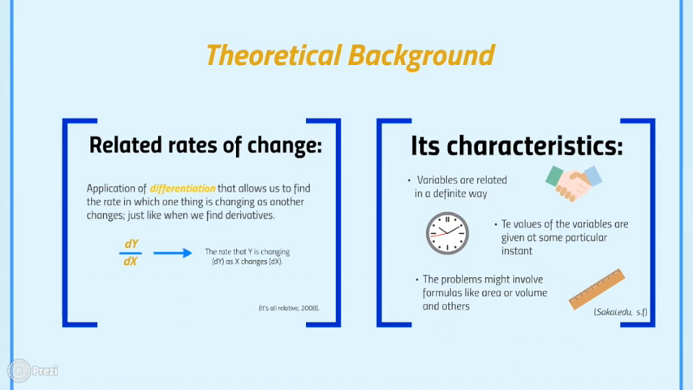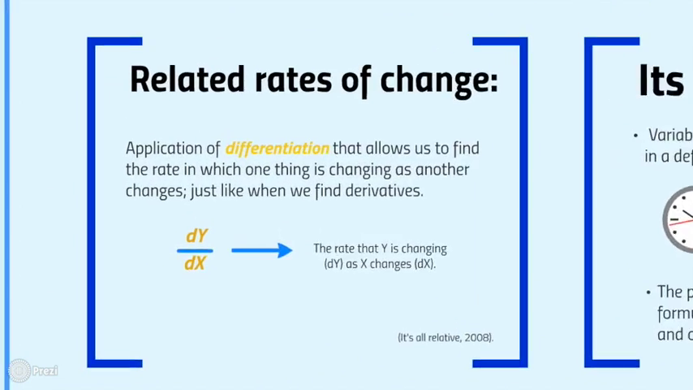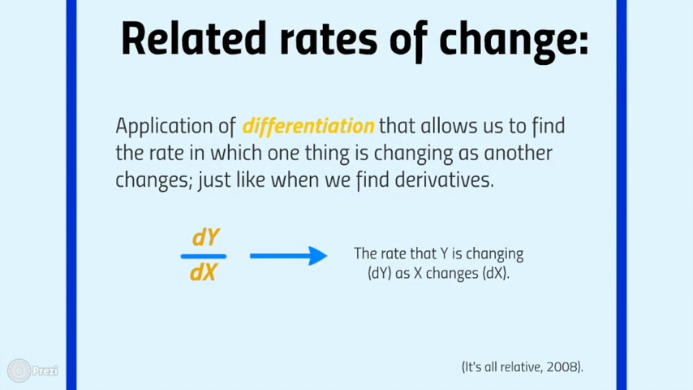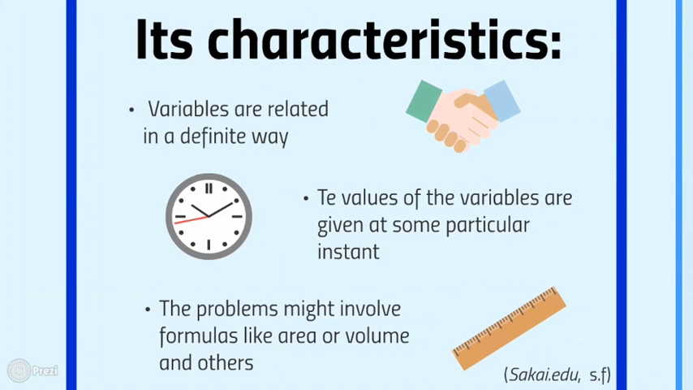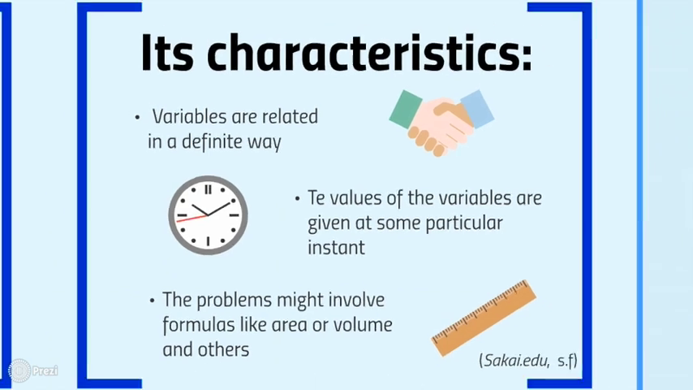Before stating the problem, we must know what related rates of change are. These are an application of differentiation that allows us to find the rate at which one thing is changing as another changes, just like when we find derivatives. Now, let's mention some characteristics. Number 1: the variables are related in a definite way. Number 2: the values of the variables are given at some particular instant. And number 3: the problems might involve formulas like area or volume and others.